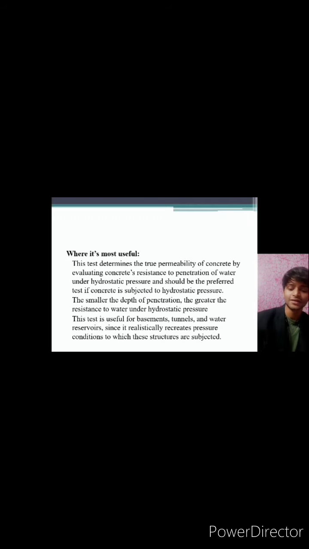Thus, this test determines the true permeability of concrete by evaluating the concrete's resistance to penetration of water under hydrostatic pressure, and should be preferred. The smaller the depth of penetration, the greater the resistance to water under hydrostatic pressure. This test is useful for basements, tunnels and water reservoirs, since it realistically recreates the pressure conditions to which these structures are subjected.